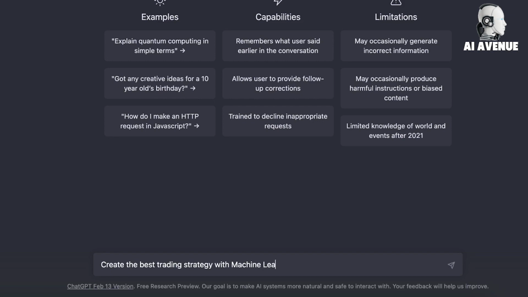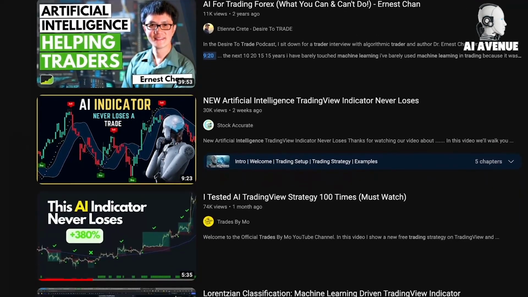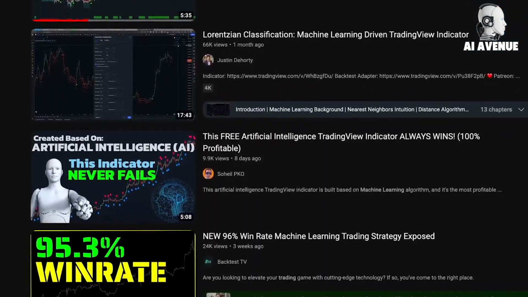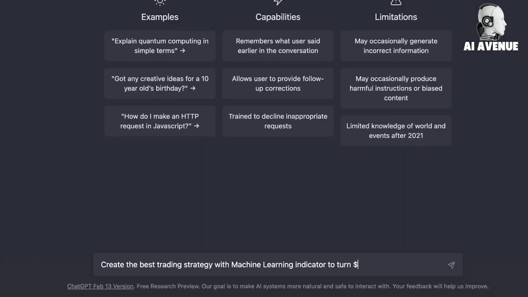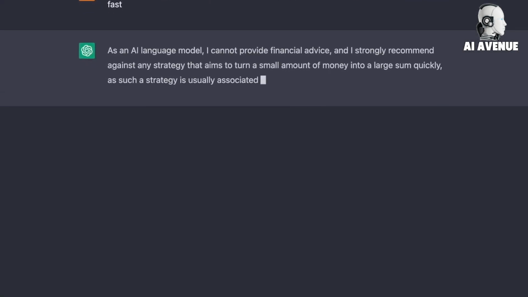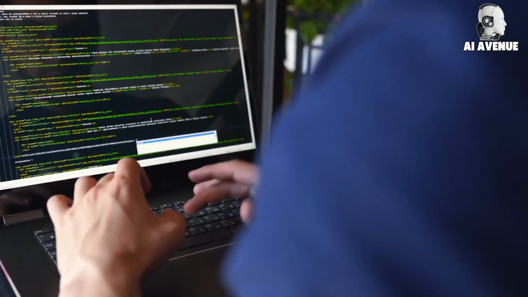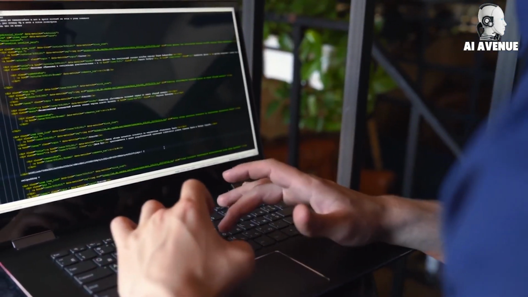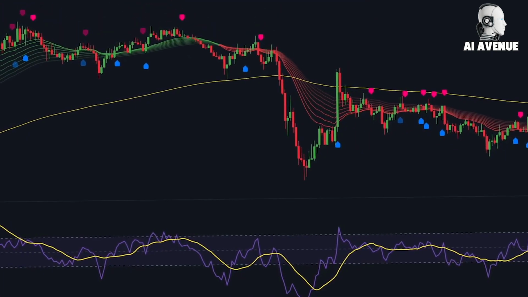I went ahead and asked it to create the best strategy using an AI-based TradingView indicator code that uses machine learning. This indicator is currently going absolutely viral. I also mentioned that the strategy's goal is to turn $100 into $10,000 in the shortest amount of time possible. It provided me with a detailed strategy. It wasn't really perfect, so I had to make some tweaks here and there. And here it is, the final setup.